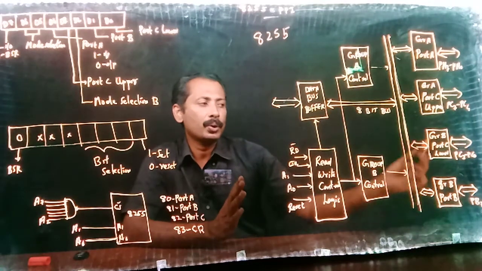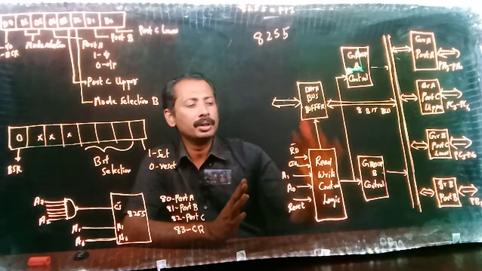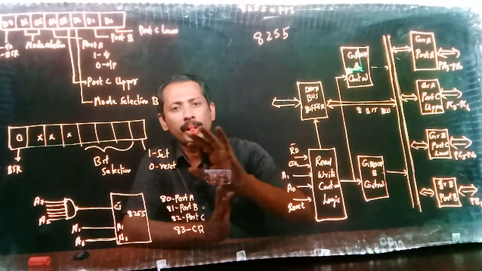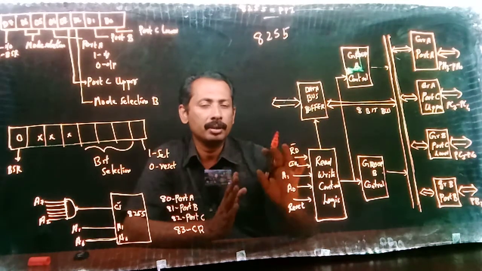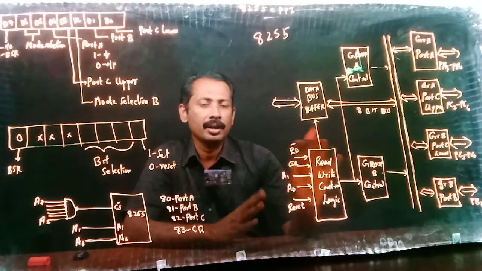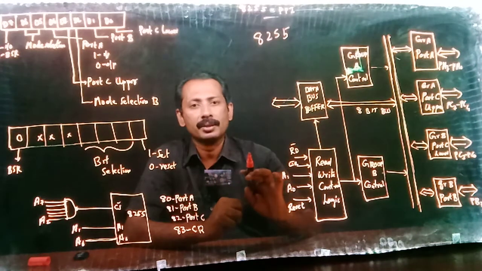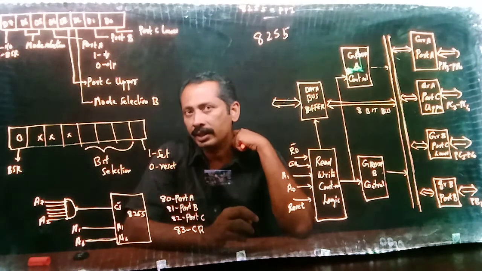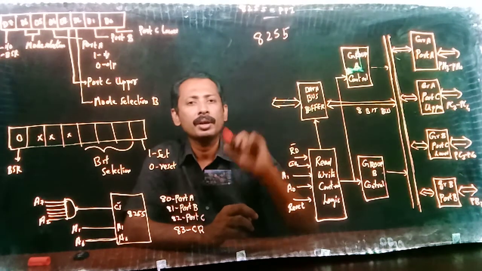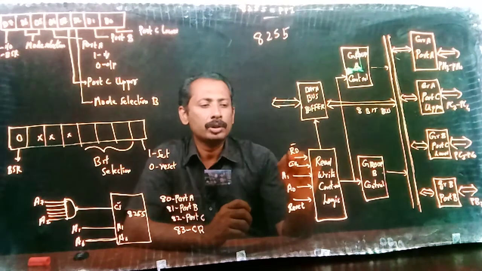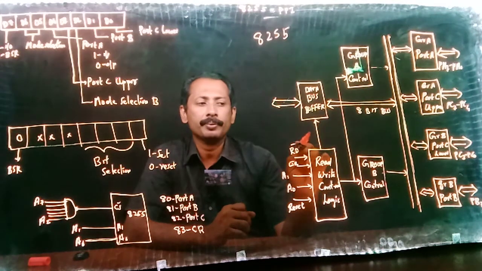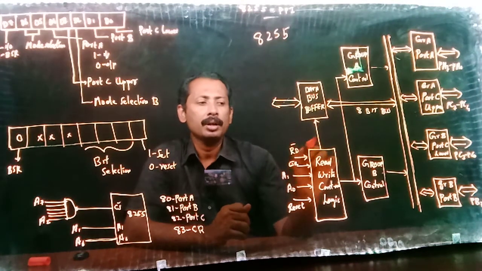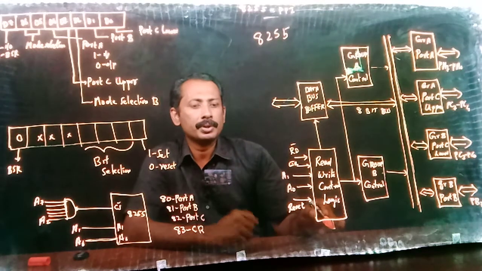Each of them needs a separate address. So for communicating between the microprocessor and this device, we need 4 addresses. As I said earlier, for the addressing mechanism we are using a logic called chip selection. We are using a logic called chip selection.